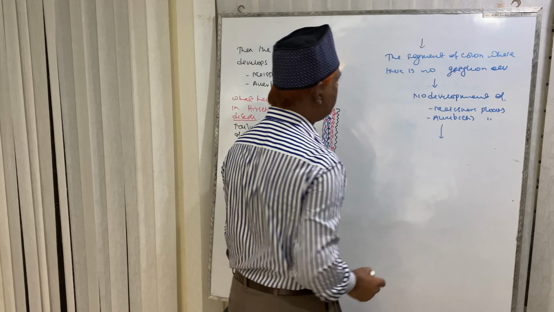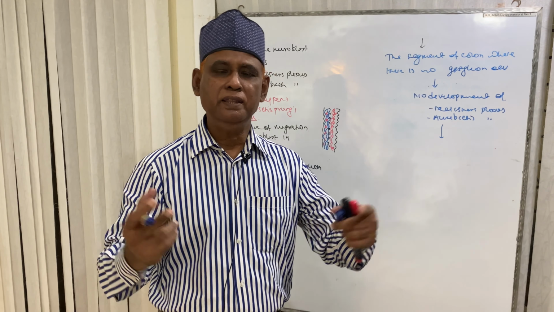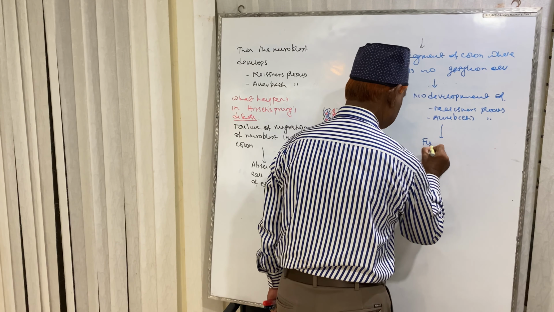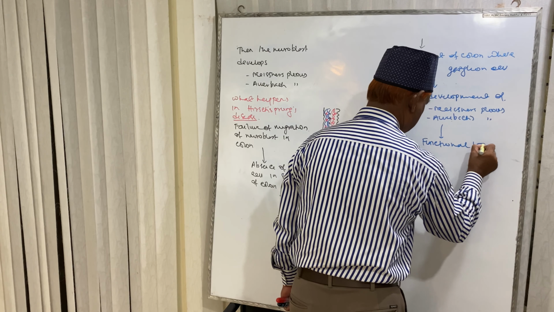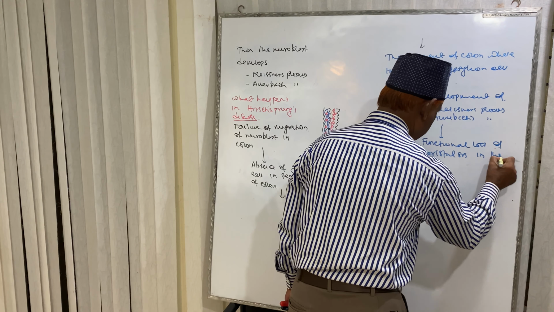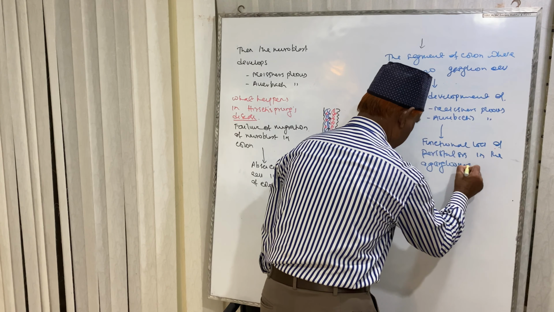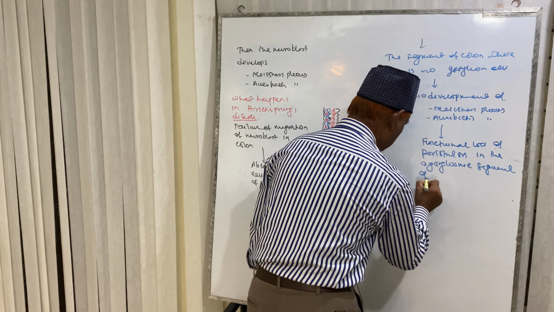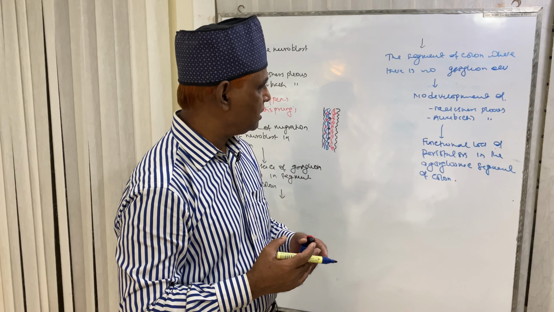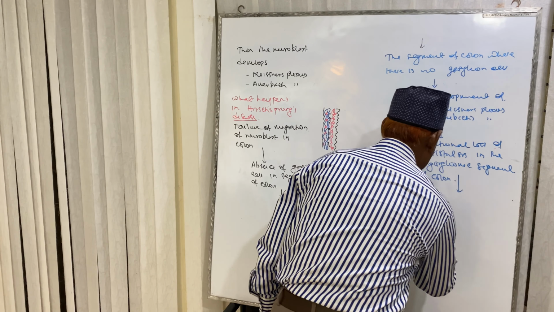As there is no development of Meissner's plexus and Auerbach's plexus in the segment, in that segment there will be functional loss of peristalsis in the aganglionic segment of colon, and there will be obstruction in the aganglionic segment of colon due to functional loss of peristalsis.